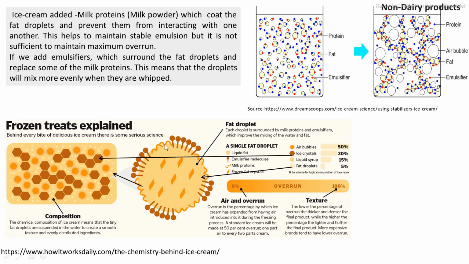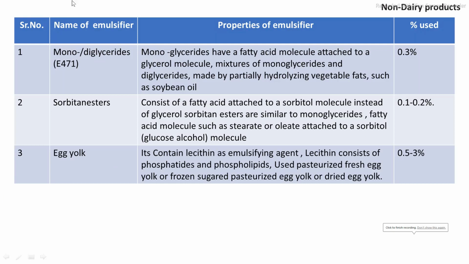Initially, when we add the protein and fat, only protein molecules are attached to the fat globules. After the addition of the emulsifying agent, some of the proteins are released from the surface and then the emulsifying agents are attached. Finally, we get the linkage between the fat globules along with the emulsifying agent and the protein molecules, and this structure is formed. This structure is very important in order to maintain the proper texture. These are the examples of the emulsifying agent along with the properties and the proportion used in the ice cream manufacturing process.